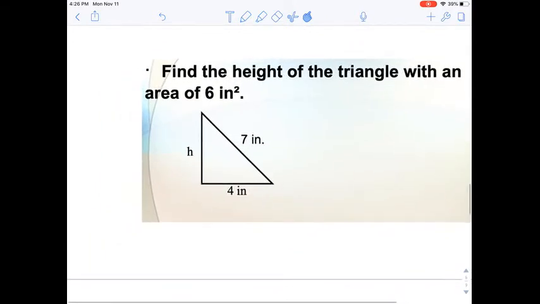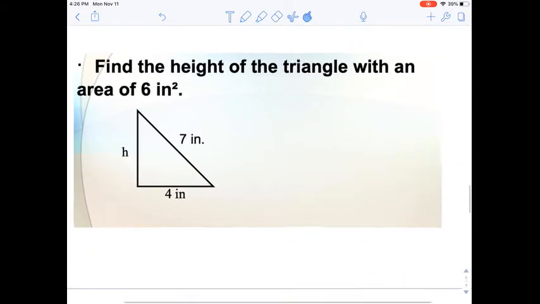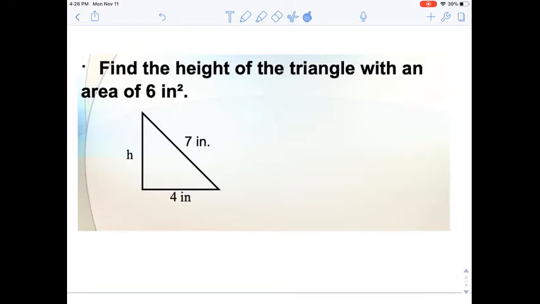Find the height of the triangle with an area of 6 inches squared. What is the formula for the area of a triangle? Area equals 1/2 base times height. In this case, we're given the area. We know that the area is 6 inches squared.